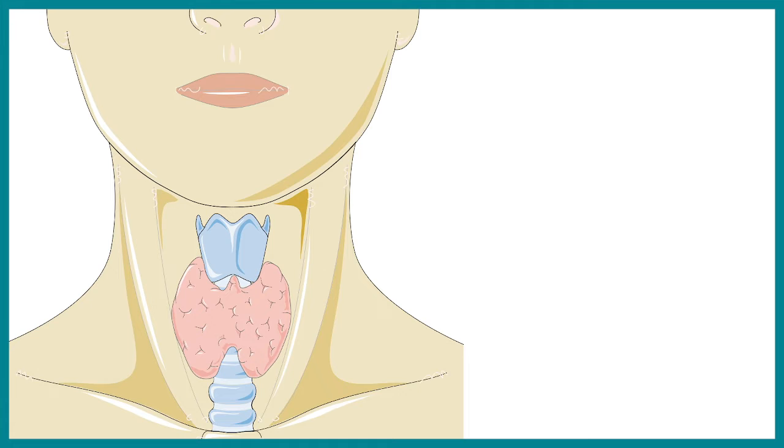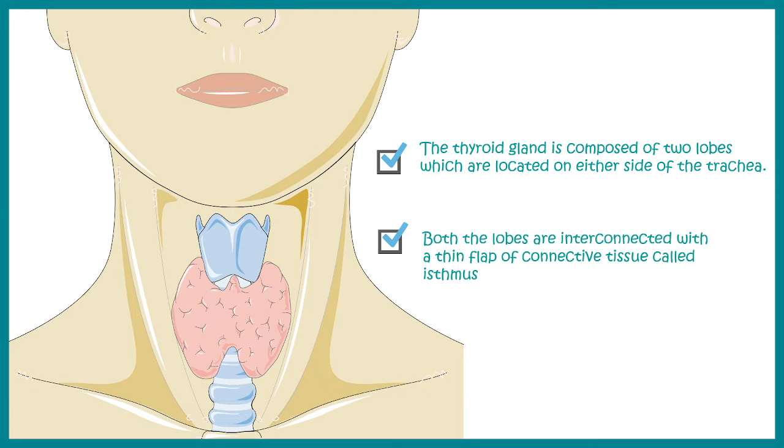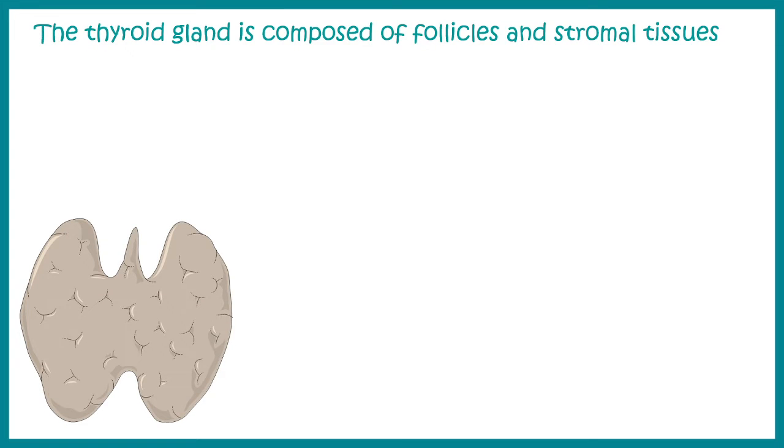Okay, thyroid hormones are secreted from thyroid gland. Thyroid gland is situated on your trachea and it has two lobes. These two lobes are actually interconnected by a thin flap of connective tissue known as isthmus. Thyroid gland is composed of follicles and stromal tissue.